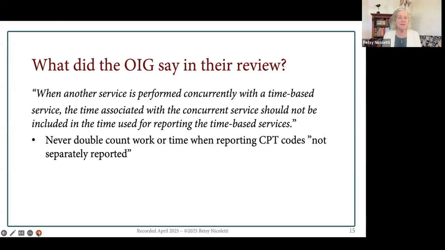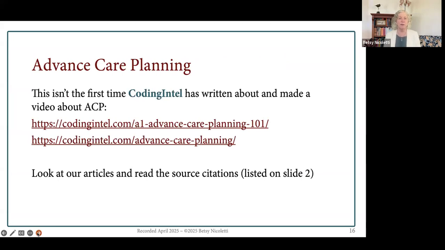They also point out this issue of never double counting time. When another service is performed concurrently with a time-based service, the time associated with the concurrent service should not be included in the time used for reporting the time-based service. So if you've done an annual wellness visit and advanced directive, worked on the advanced directive, had that discussion, you have to document the time only spent in ACP. Never double count the time or work or effort when reporting CPT codes that are, quote, not separately reported.